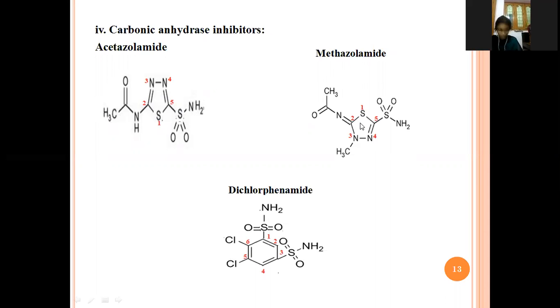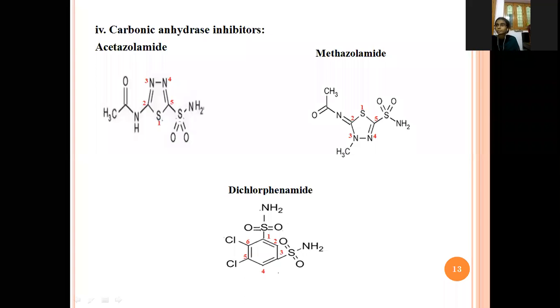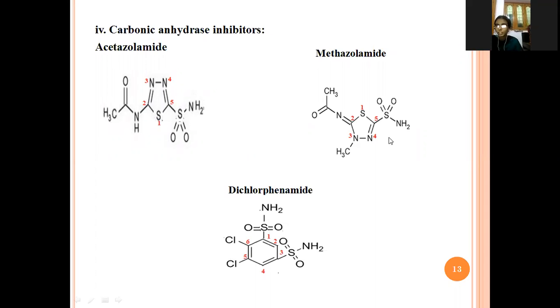This is the structure of the thiadiazole. In the 5th position, sulfonamide group is attached. In the third position, methyl group, and in the second position, acetylamide group is attached. So next drug is dichlorphenamide.